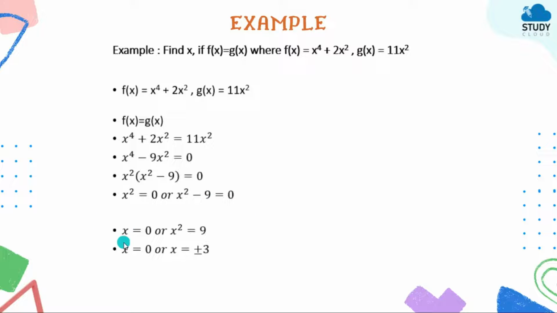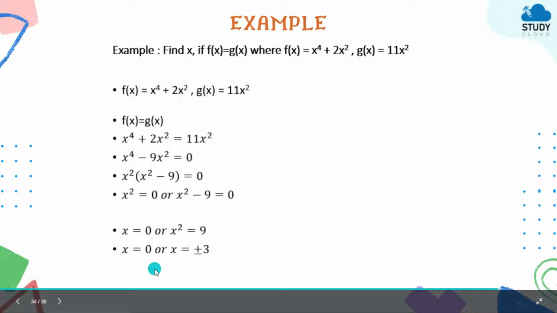Root of x square here will be 0 only, or when you change the side of 9, x square is equal to 9. Here we have two possible values. One is x is equal to 0 or x is equal to root of 9. Root of 9 is 3. It could be positive 3 or it could be negative 3. So the values are x is equal to 0 or x is equal to plus or minus 3.